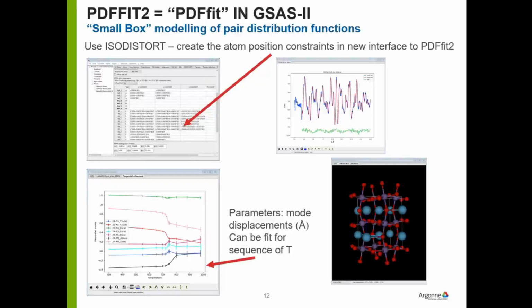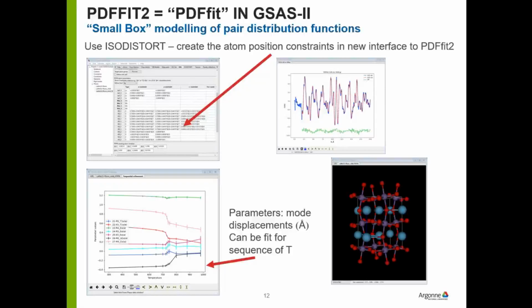And so it creates the atom position constraints with this interface. And here they are listed. You can't read this from where you are, but this gives you the little equations for the atom positions in PDF fit 2 nomenclature so that you can actually do that, run PDF fit 2, do the work.